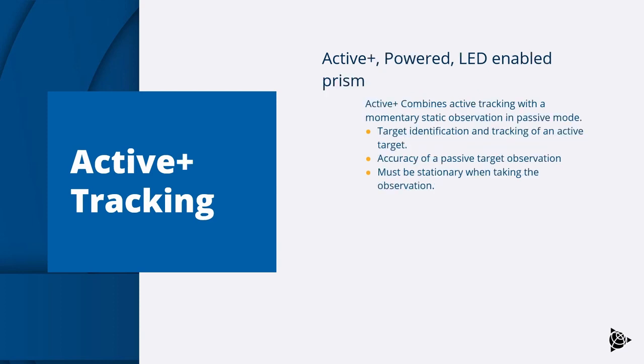Active plus tracking. Active plus tracking is very similar to active mode. It needs an active prism which is powered and has LEDs in it. Active plus combines active tracking with a momentary static observation in passive mode. This has the benefit of target identification and tracking of an active target, and also has improved accuracy of a passive target observation. You must be stationary when taking the observation.